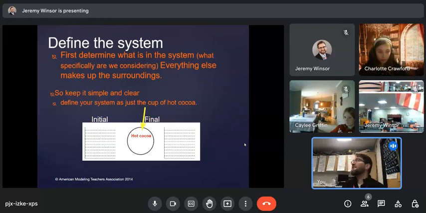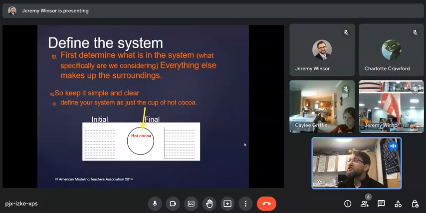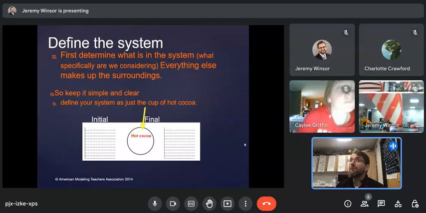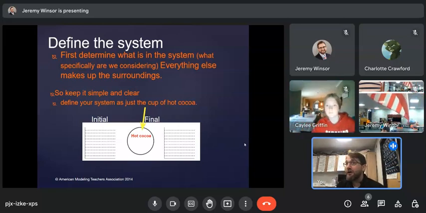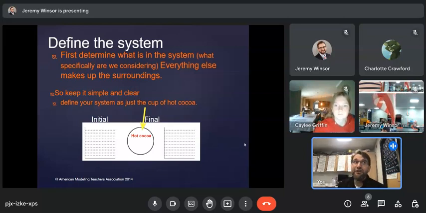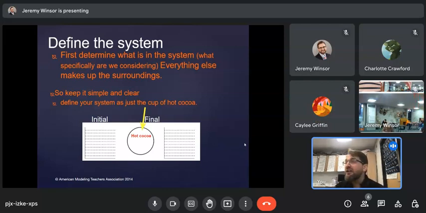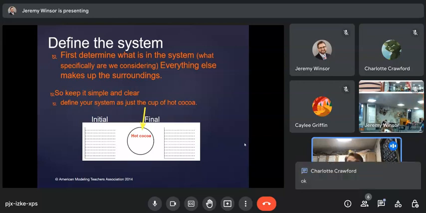So first, we want to define the system. The circle represents the definition of the system. What is the system that we are working with here? Well, we're working with hot cocoa. So in the circle, we need to write hot cocoa. We're going to keep it simple and clear. We aren't going to write a whole sentence. We are just simply going to say that our system is hot cocoa.